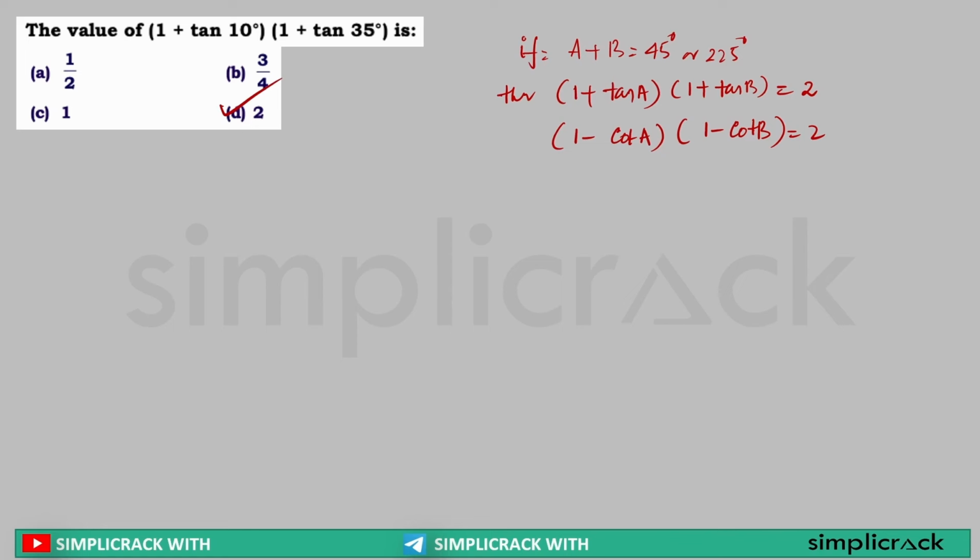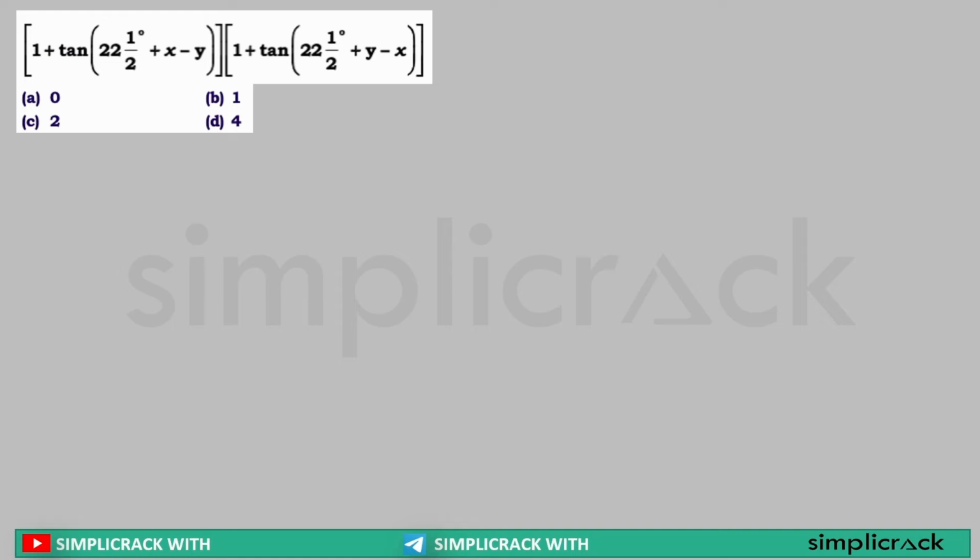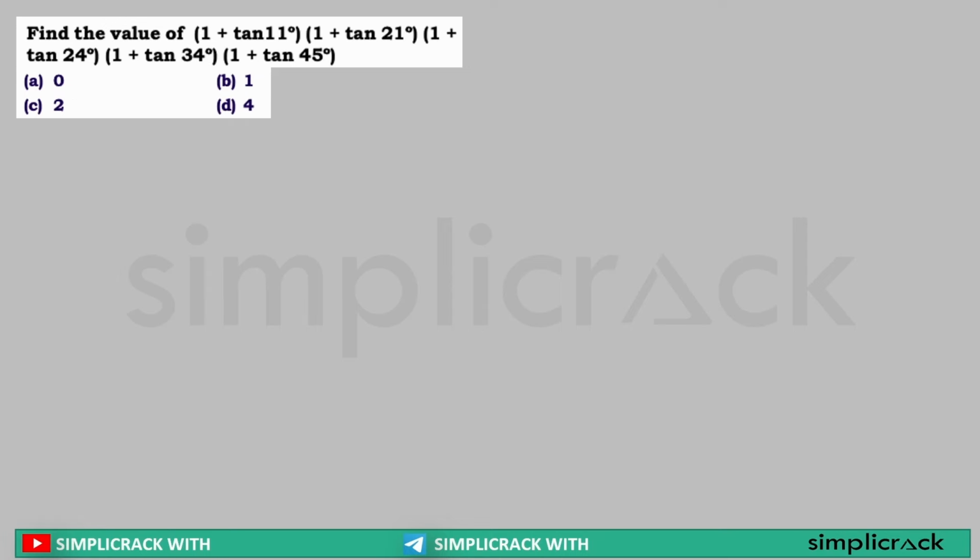Sorted? Now, sir, 1 plus tan this, 1 plus tan that. Let's add: 22 and a half, 22 and a half, 45 degree. X minus X crossed out, minus Y plus Y crossed out. That means 1 plus tan A into 1 plus tan B is equal to 2, because A plus B is equal to 45 degree. Clear? Sorted?